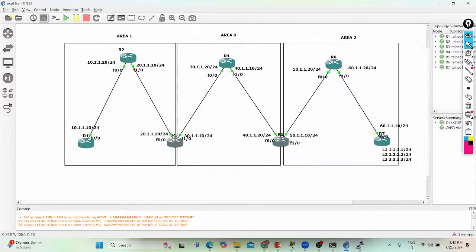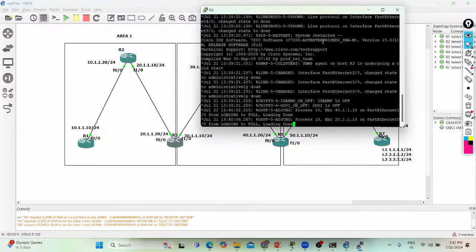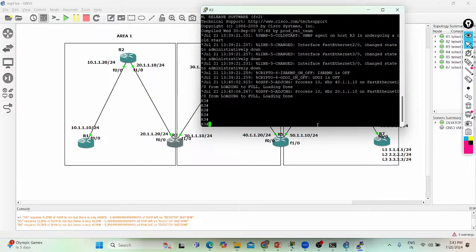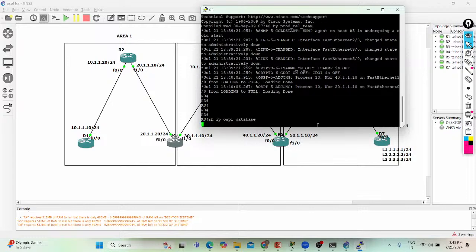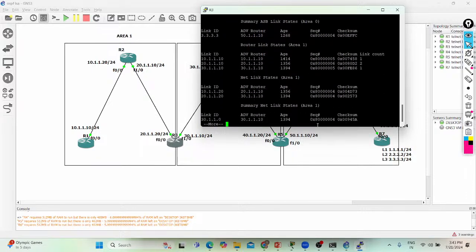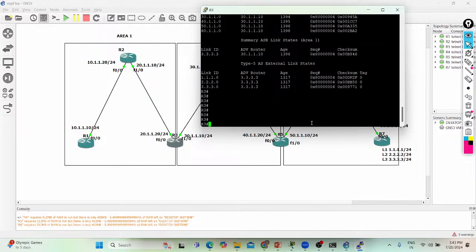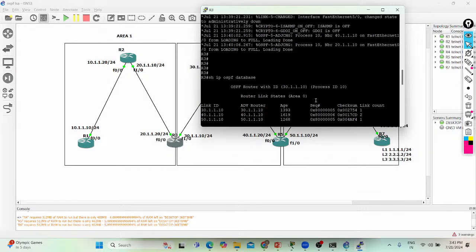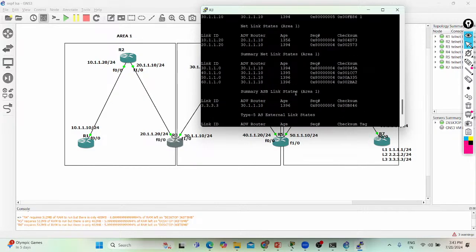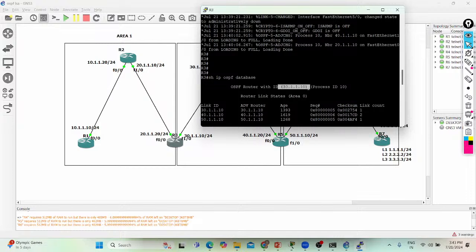If you see the router ID over here, just show IP OSPF database. It is known as a topology table. See, it is having both the area information, area 1 as well as area 0, right? If you see the router ID of this area, router ID is a unique identification number, a unique identification IP address given to each and every router. So the router ID for OSPF is 30.1.1.10.